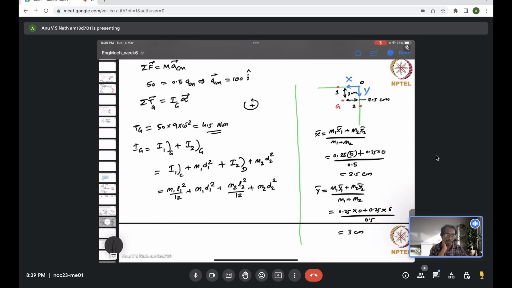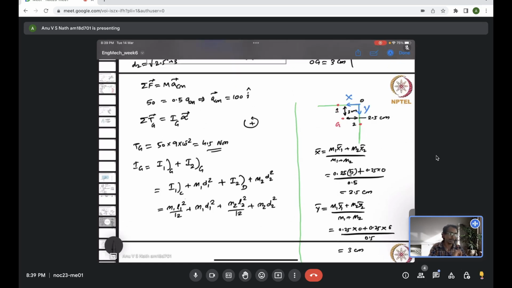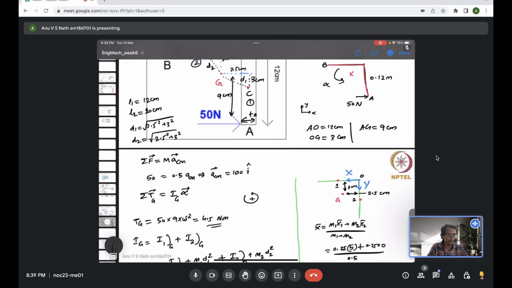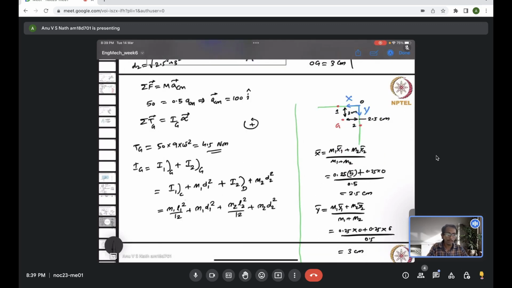m1 and m2 are the same, which is 0.25 kilogram. L1 is given, which is 12 centimeter. L2 is 10 centimeter. D1 and D2 you can evaluate here numerically. Everything is known. Remember, you have to convert centimeter to meter before doing the calculation to get the correct value. And you will evaluate it to be around 1.271 into 10 raised to minus 3 kilogram meter square.